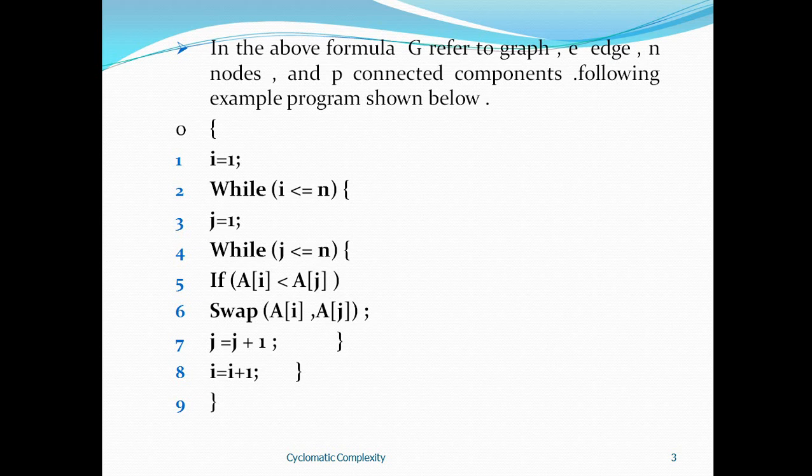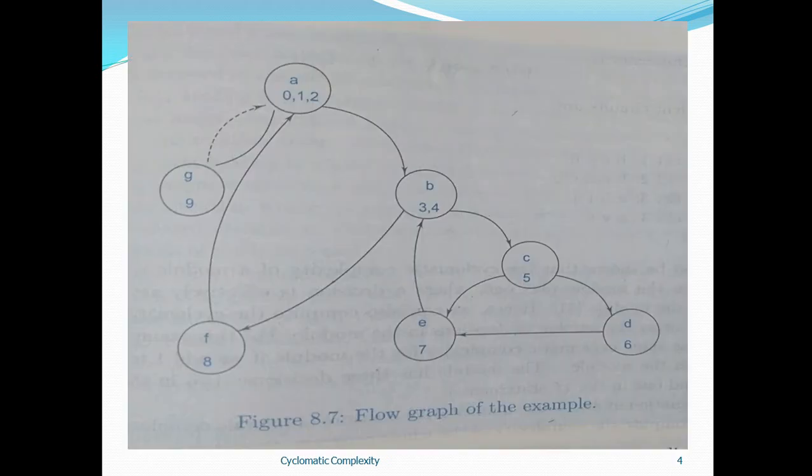The statements 1 and 2 form A, B contains statements 3 and 4. So it is considered as a separate node, and C, which has only one statement, is also considered as a separate node, and D, E and so on.